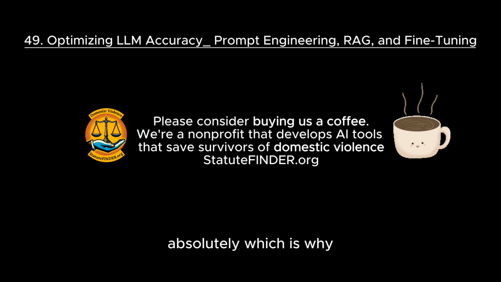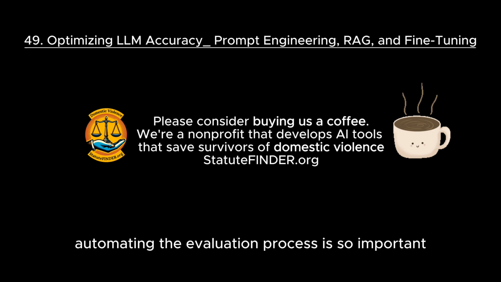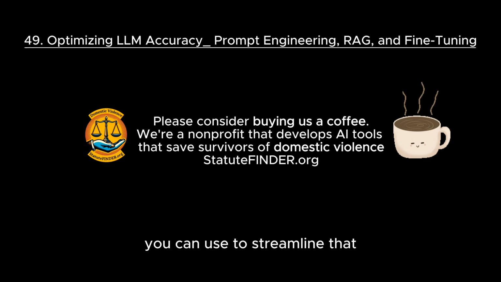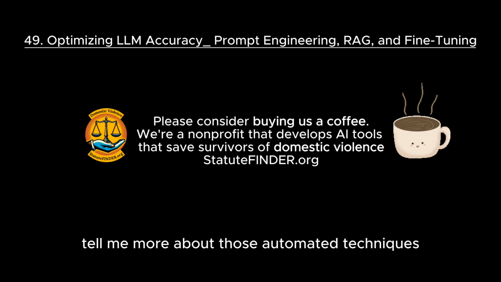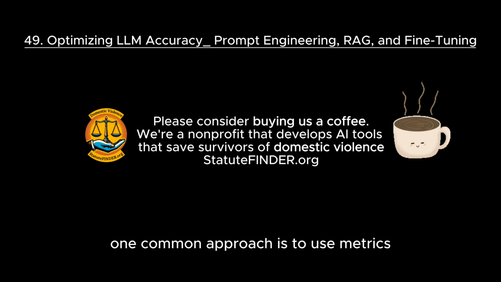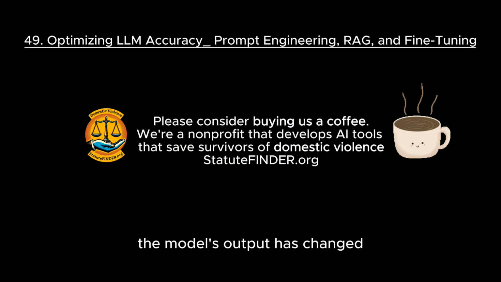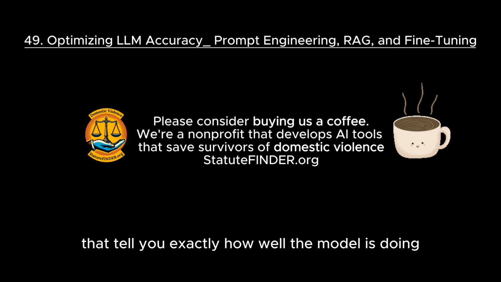Absolutely. Which is why automating the evaluation process is so important. And there are some helpful techniques that you can use to streamline that. I'm always up for saving time. Tell me more about those automated techniques. So one common approach is to use metrics like Rouge or BERT score. These provide a quick snapshot of how much the model's output has changed after you've made adjustments.